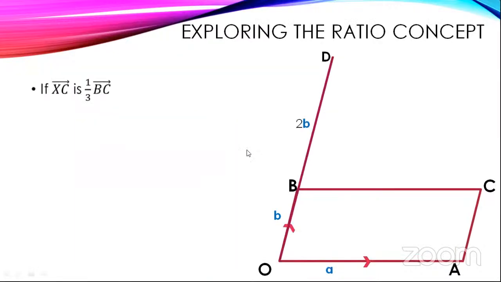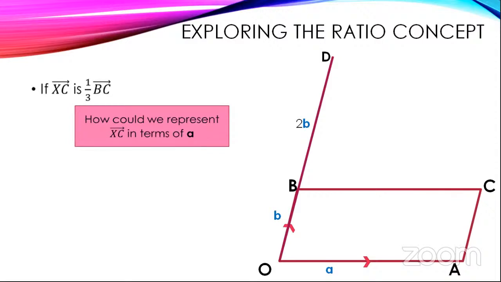All right, someone shared this. We are still exploring the ratio concept. So if the vector XC, but Miss won't have the X on this yet. Clearly, I need to put in an X somewhere. Now, if XC is 1/3 BC, all right, so XC is 1/3 BC. First of all, how many parts would BC be split into based on that statement?